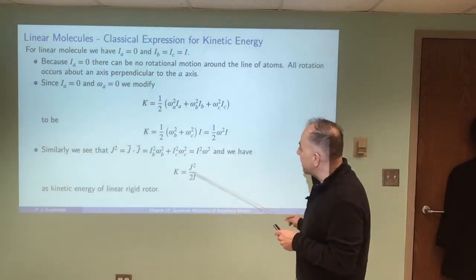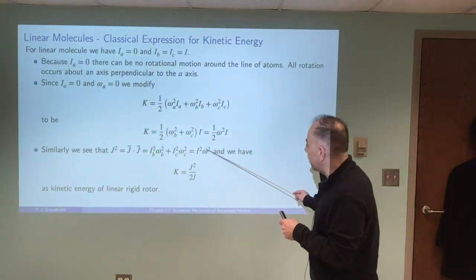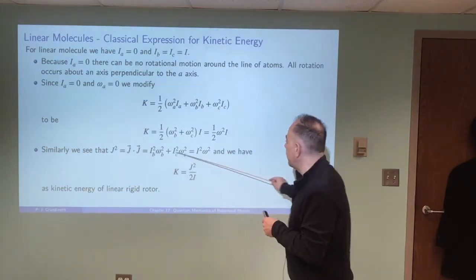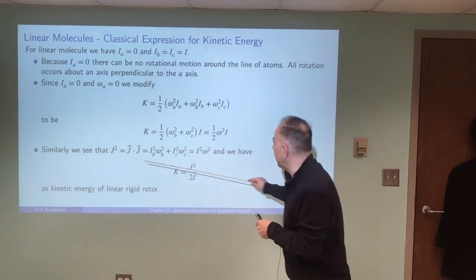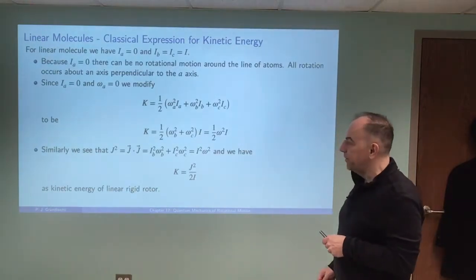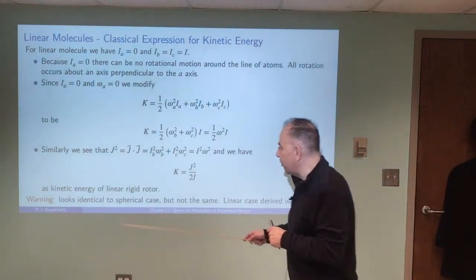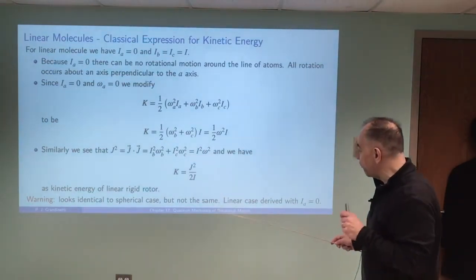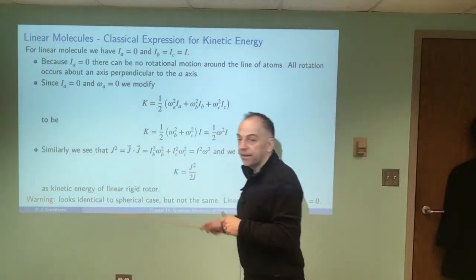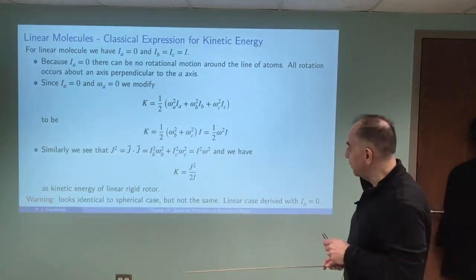So what I'm going to do is take the relationship between the rotational angular momentum and the angular velocity vector, which we can work out here in the principal axis system of the molecule, and I get this expression here for J squared. I can rearrange this expression to give me this expression for the kinetic energy. It looks exactly like the expression for the kinetic energy for the spherical molecule, but you have to be careful here because in this linear molecule, this was derived with IA equal to 0. So we'll keep that in mind as we move on to look at the quantum version of this.